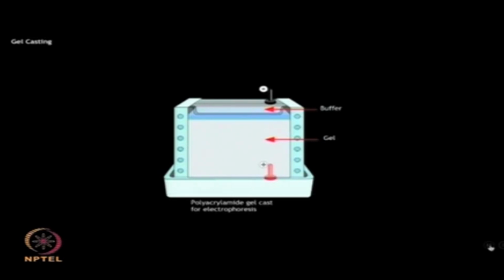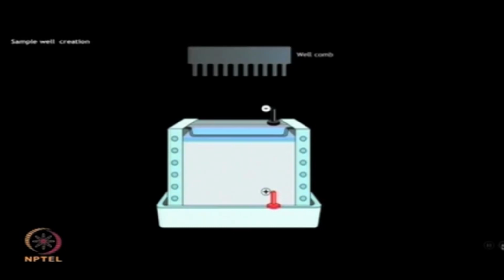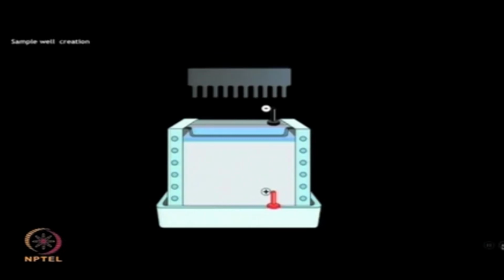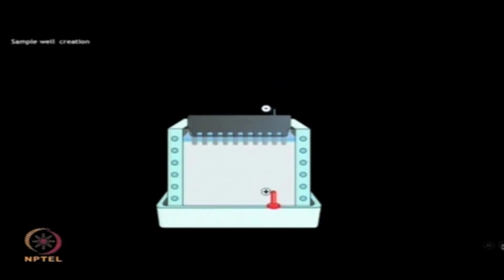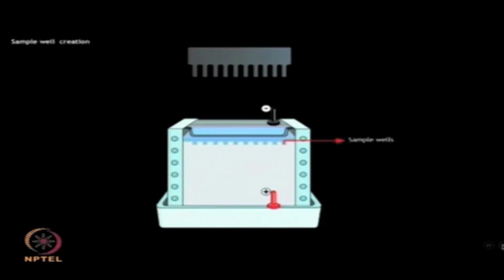The molecular dimensions of the pores can be controlled by varying the amount of N,N-methylene bisacrylamide. Once the solution is poured, sample wells can be created. The sample wells of uniform size, shape and separation are made using a comb which is placed in the gel as soon as it has been poured. After the gel has polymerized, the comb can be removed to provide a gel ready for the process.